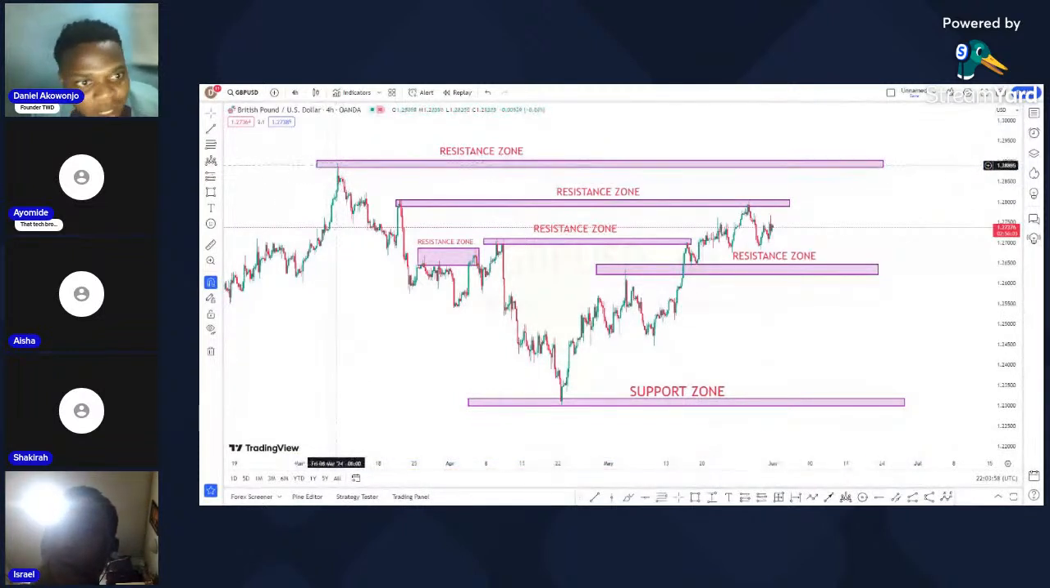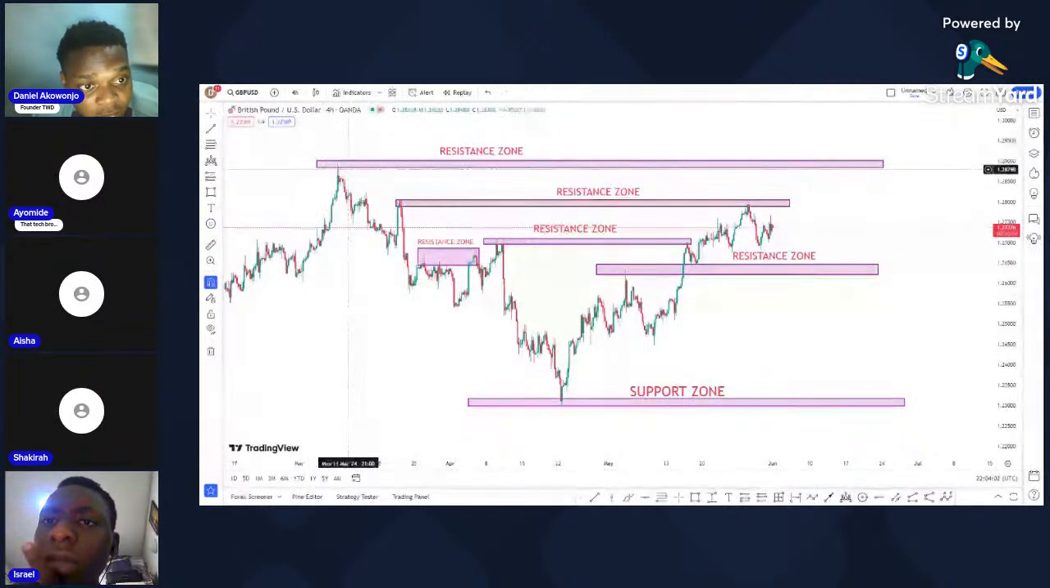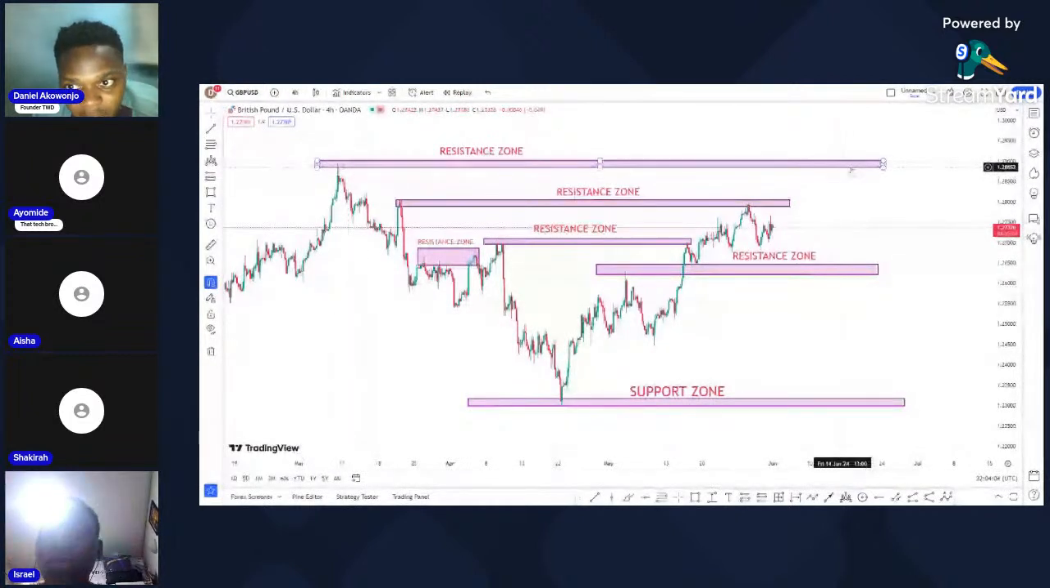You mark it out, that okay, from this zone now, I can see that this zone is a resistance zone. I've marked it out already. Anytime price comes back to that zone, what's going to happen again? It's going to resist it. So price will pull down.